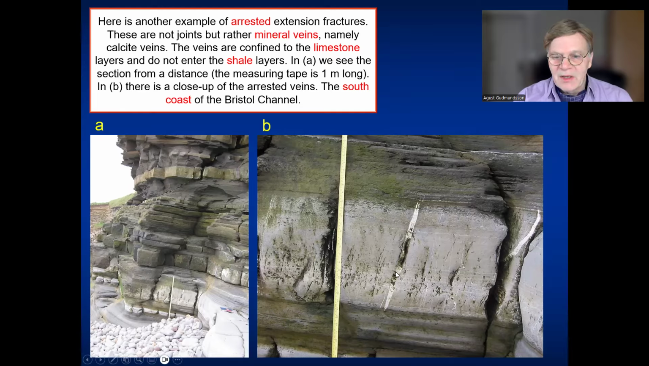And here we see it close up. This one here and many other calcite veins tried to go through the shale. This is the laminated shale, but failed. So they become stratabound or layer bound. They're confined to a single layer here.